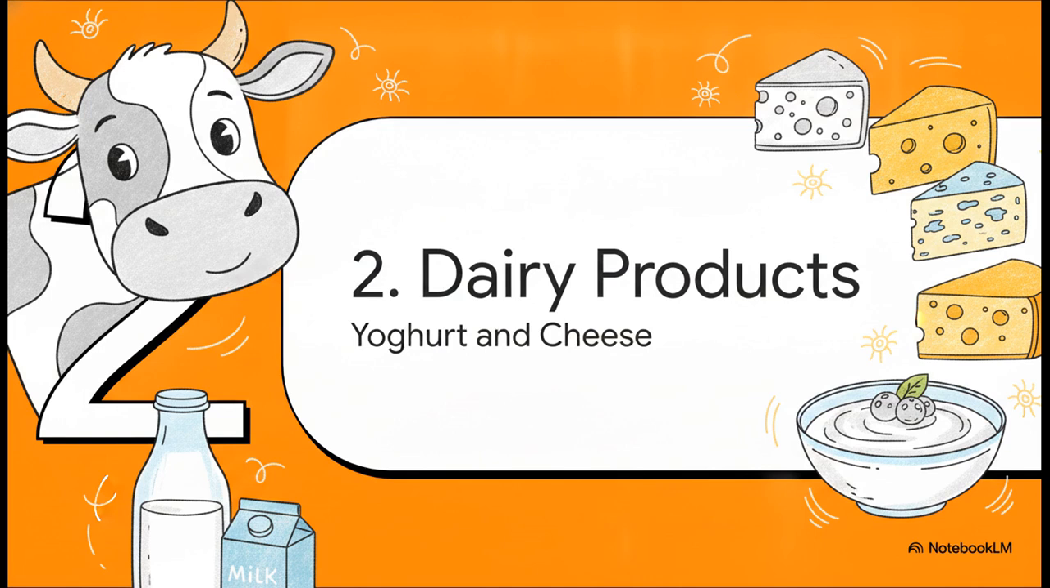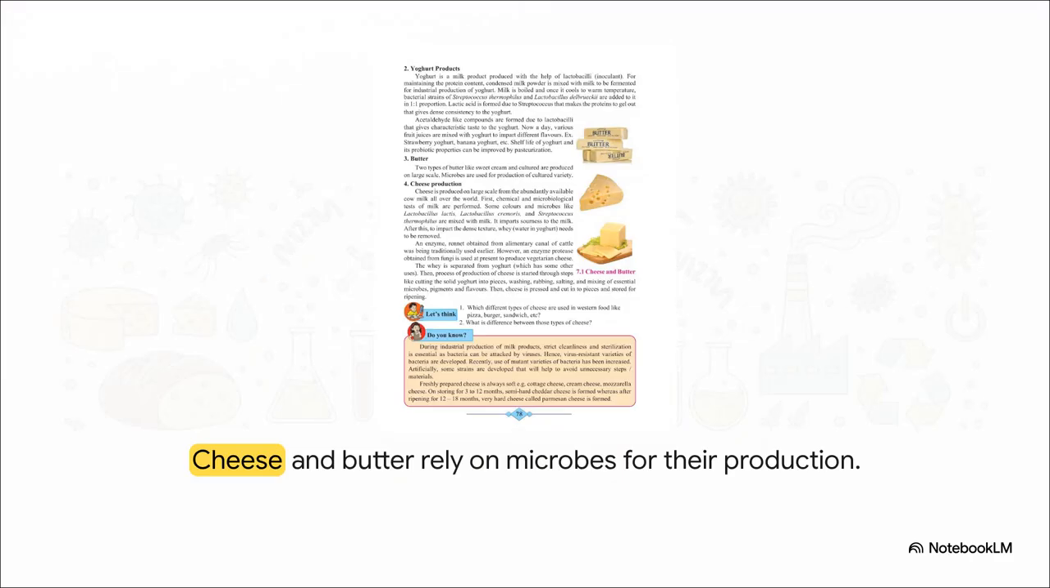Moving right along to Section 2, Dairy, Yogurt, and Cheese. Let's look at some very familiar, edible examples. You know, it's actually quite remarkable how ordinary, pasteurized milk gets transformed into delicious yogurt and cheese, and it's entirely thanks to helpful bacteria. Take yogurt, for example.